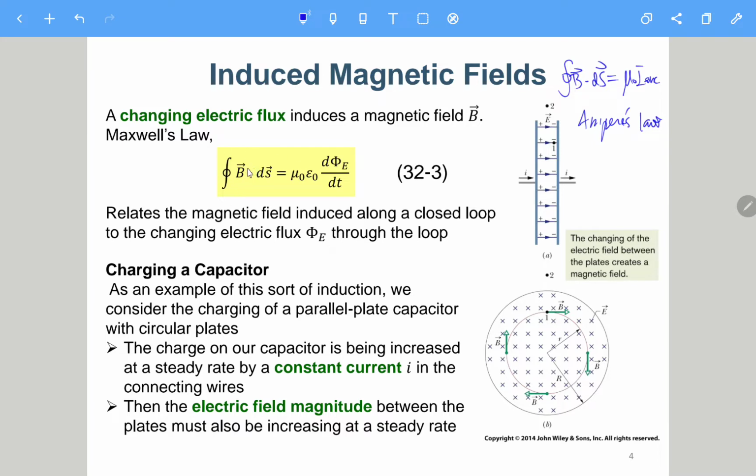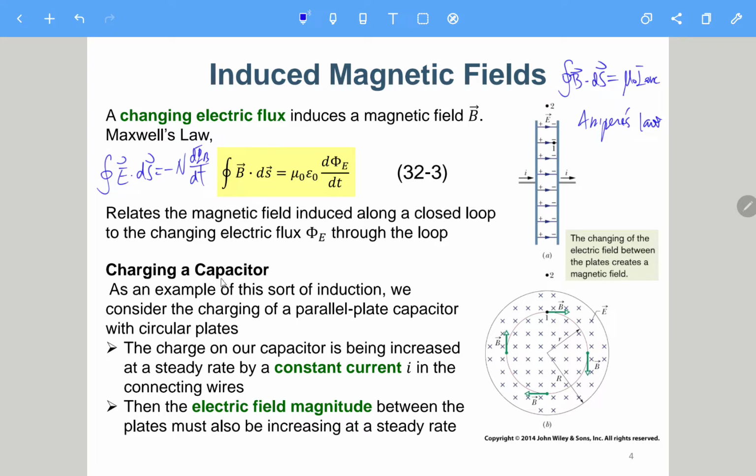And I suppose you also know how to apply it, because for Faraday's law, you already know what happens when we have a changing magnetic field. It would be something like this: the integral of E dot ds equals negative N d phi B dt, something like that. So this is Faraday's law, and this is Maxwell's law here.